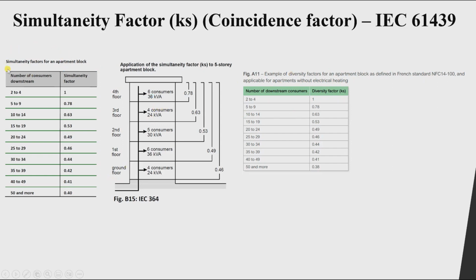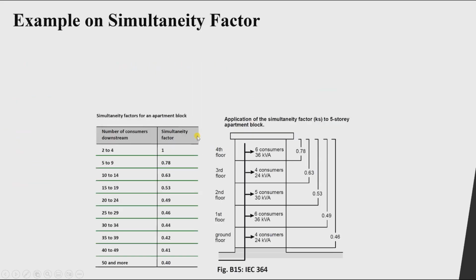Now you can see the same table here. You can see the diversity factor used in the French standard. Here in the IEC, they say simultaneity factor, which is the more correct term. Now, how many customers do we have? Between 2 and 4, use a value of 1. Between 5 and 9, use 0.78, and so on. So you can see here we have this example. Let's do this in the next slide. So we have this example on simultaneity.